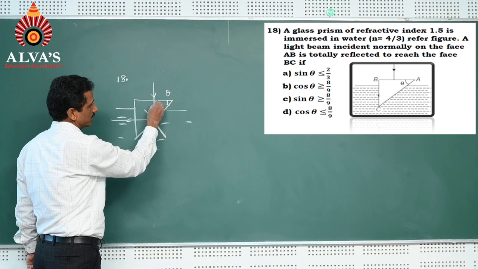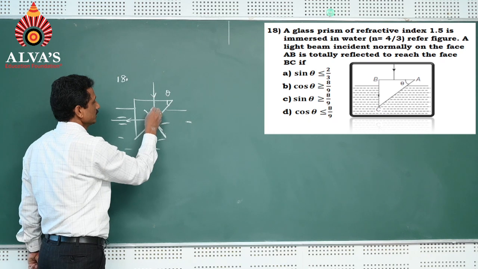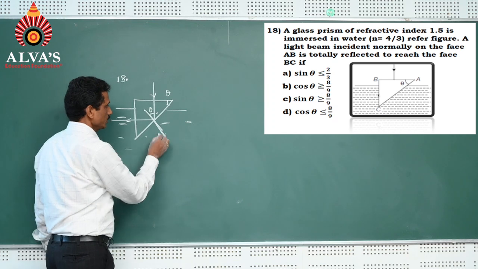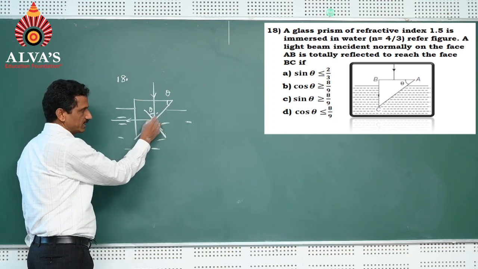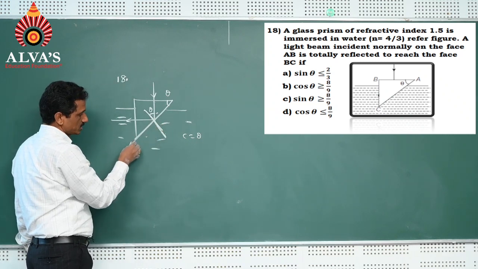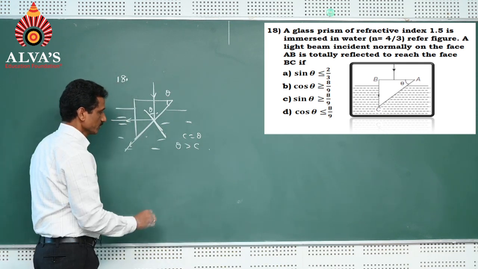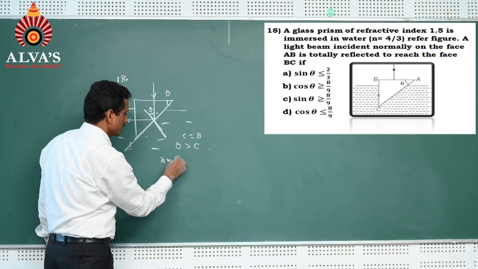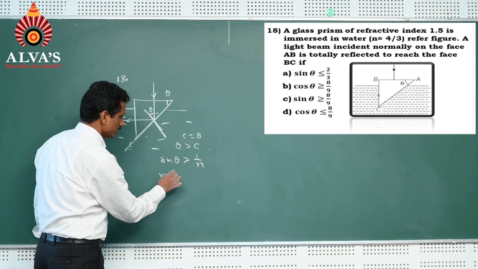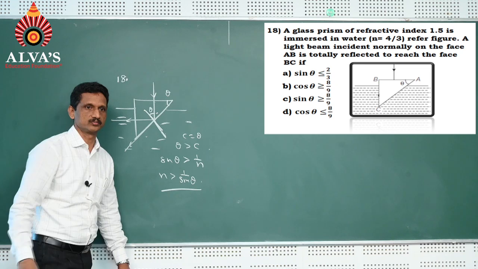When this angle is theta, here 90, this is normal, therefore this is 90 minus theta, naturally this angle is theta. This angle is theta. Therefore, you know, critical condition, if it is a critical condition, C is equal to theta, ray suffers grazing emergence. Here it suffers total internal reflection, theta should be greater than C. Therefore, sin theta should be greater than 1 by n. N should be greater than 1 by sin theta.